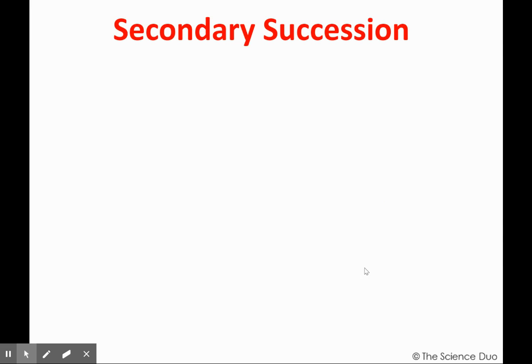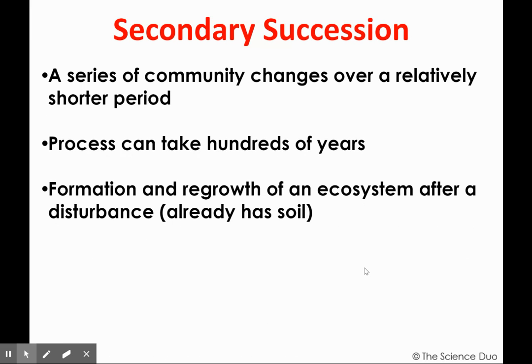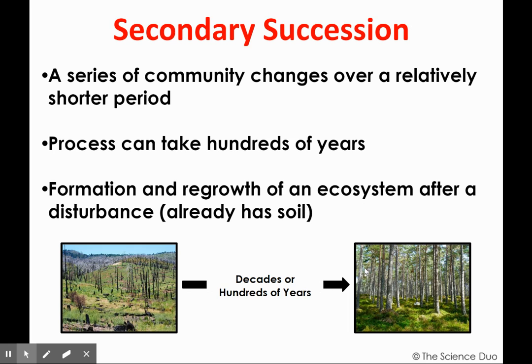Okay, secondary succession. So again, red words, go in your vocab. So secondary succession, here's the big difference. Notice the time period is different. We're not thousands of years anymore, we're talking hundreds of years for the process to take place. So it takes hundreds of years, and the reason that it only takes hundreds of years instead of thousands to regrow this ecosystem is because we actually have soil to begin with.